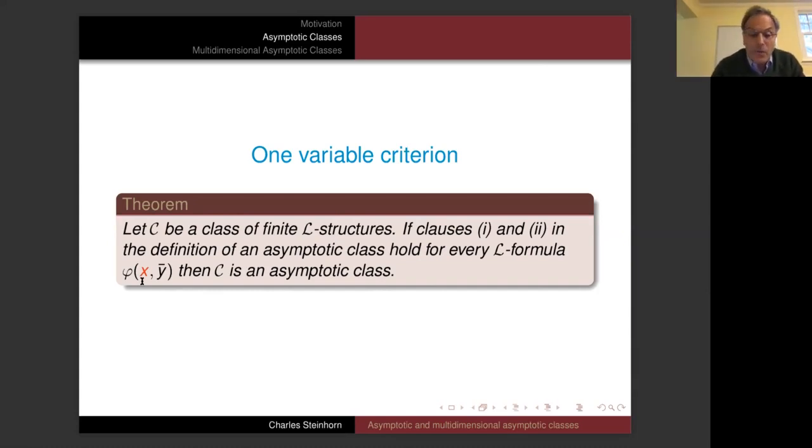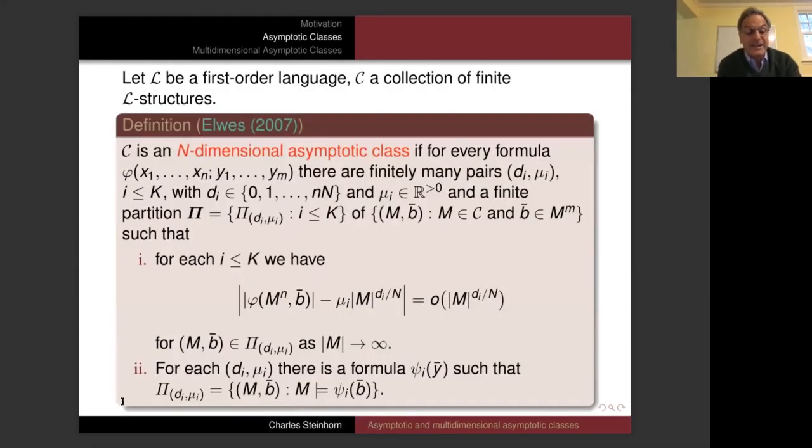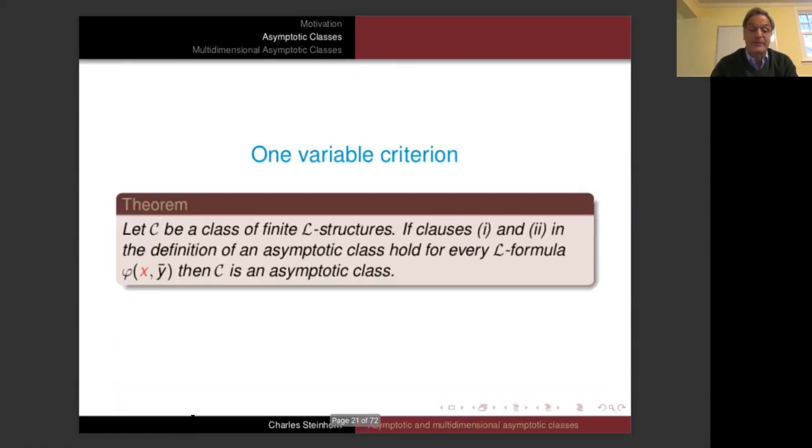I should just go back a minute and mention that if you exclude clause 2, you get what's called a weak asymptotic class. I won't talk very much about those at all, but I will say that for the one variable criterion, you really do need to bootstrap your way up using both the clause about the sizes of definable sets in one variable together with the definability of dimension and measure clause. So you bootstrap your way up each of those along the way.